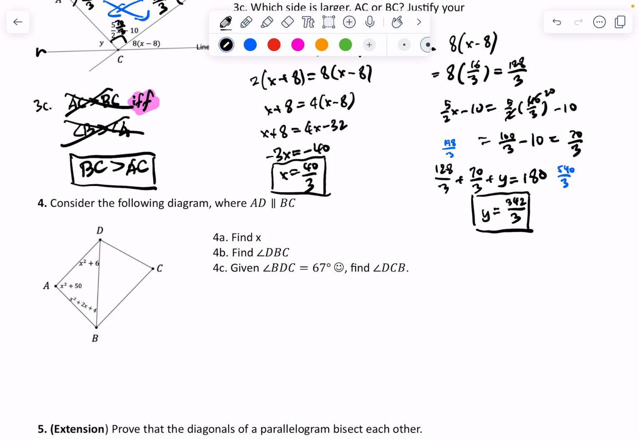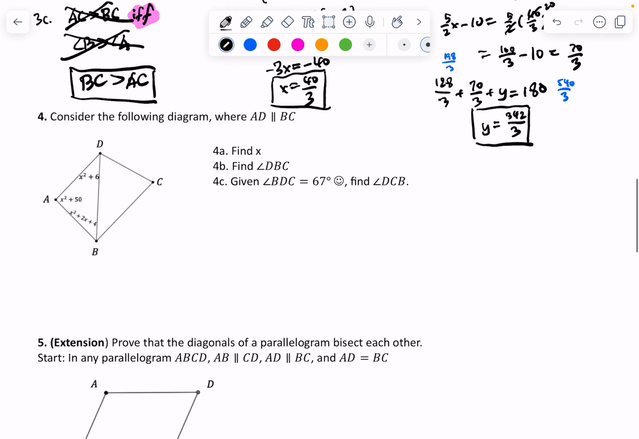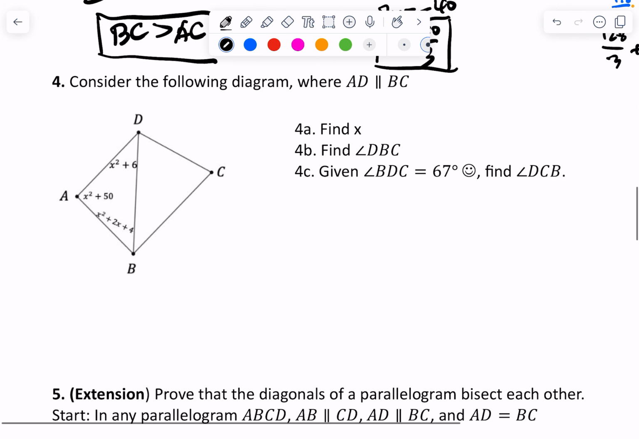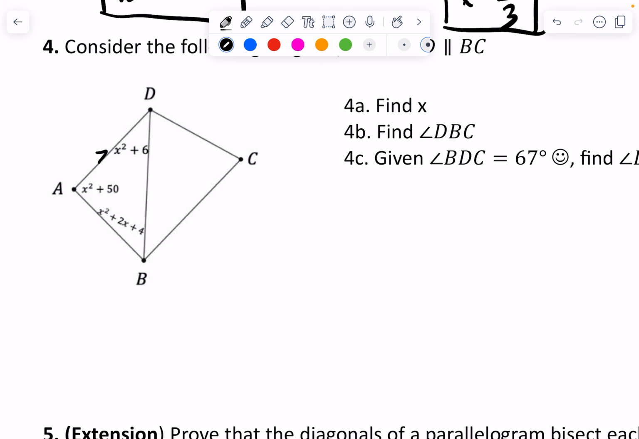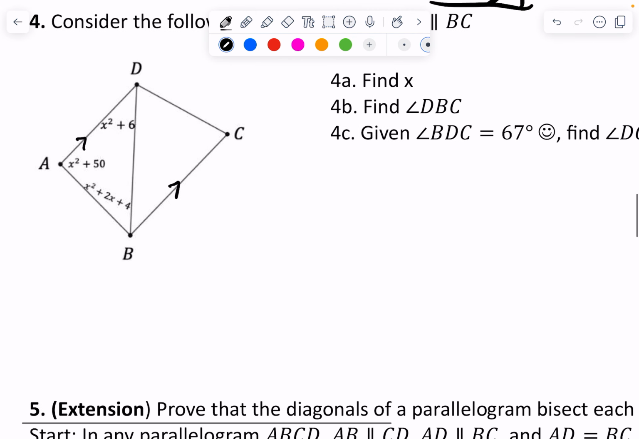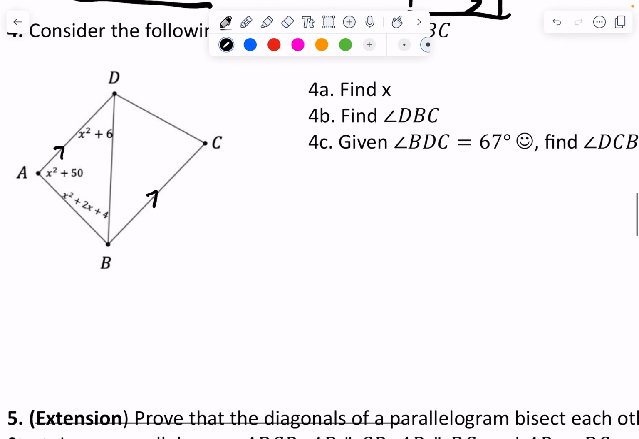All right. Number 4. Consider the following diagram where these two are parallel. First of all, find x. How do we find x here? This is really just a quadratic. We would have to add all 3 angles together and get that this is equal to 180 degrees.